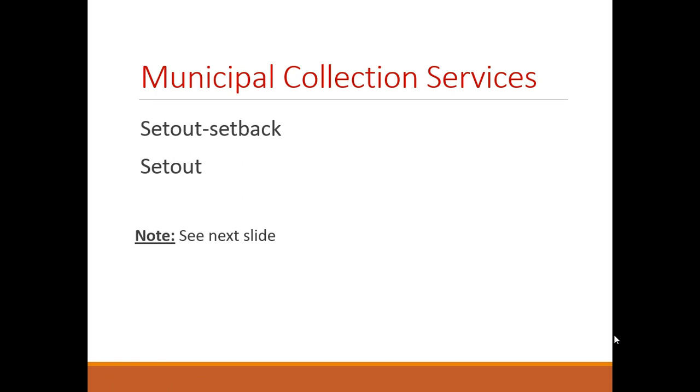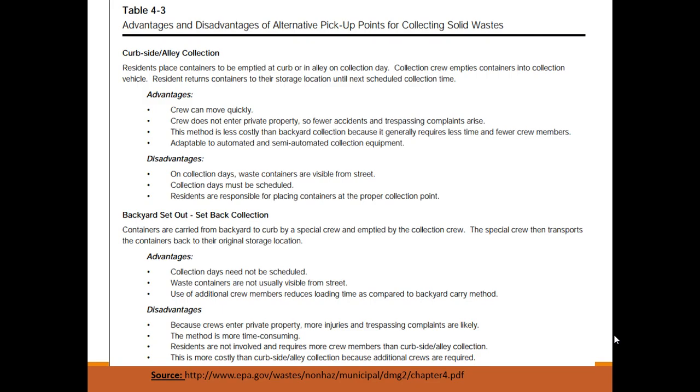Now we're going to look briefly at set out, setback, and set out. So we have a lot of information here, so I'm just going to take you through this quickly. So we looked at curbside and alley collection already, so I'll just briefly recap here for you. This is where the residents place the containers to be emptied at the curb or in the alley on collection day. You have the collection crews that empty the containers, and the residents are responsible for returning the containers to the original location. What are the advantages of this collection system?